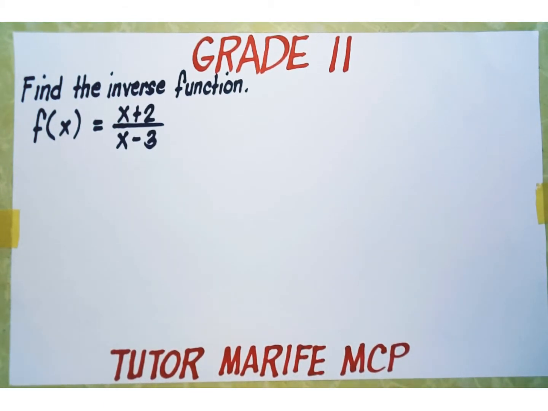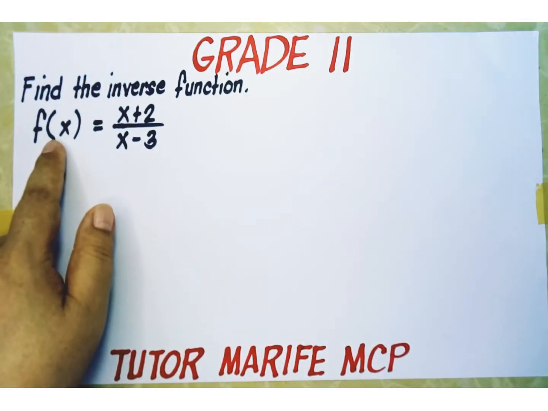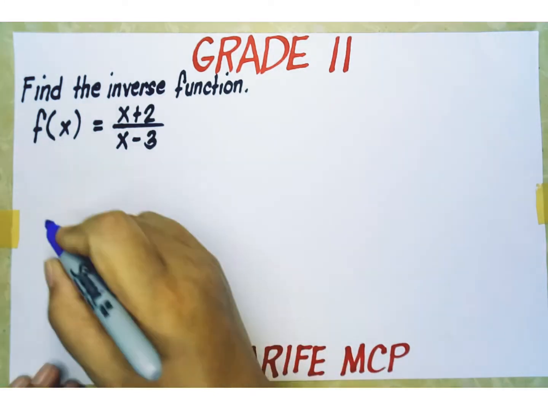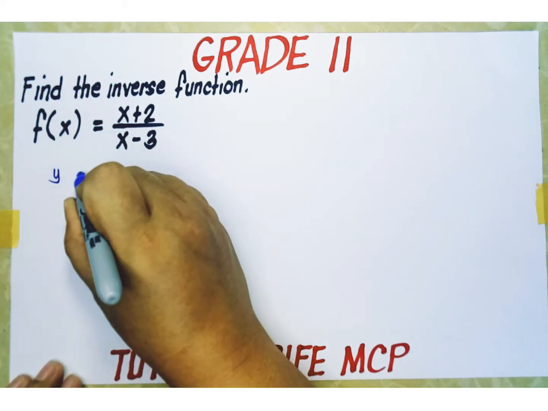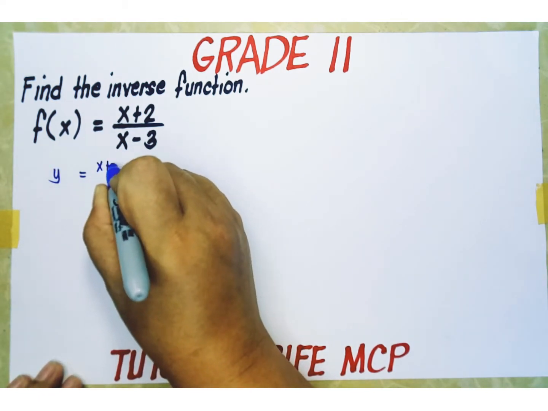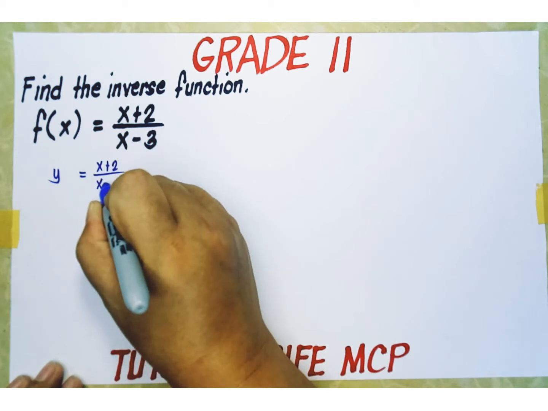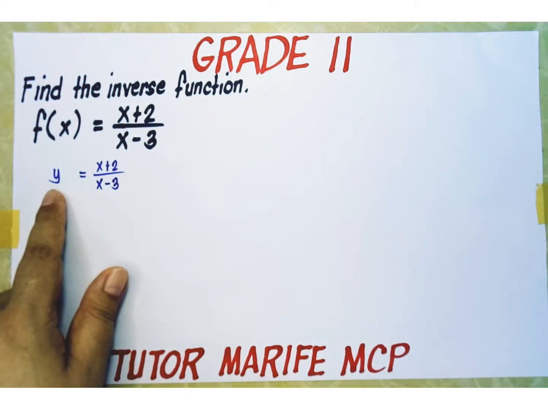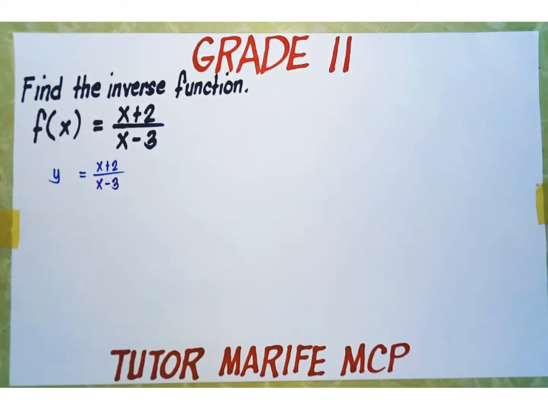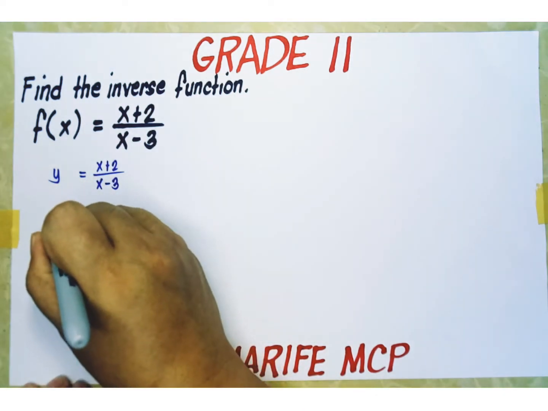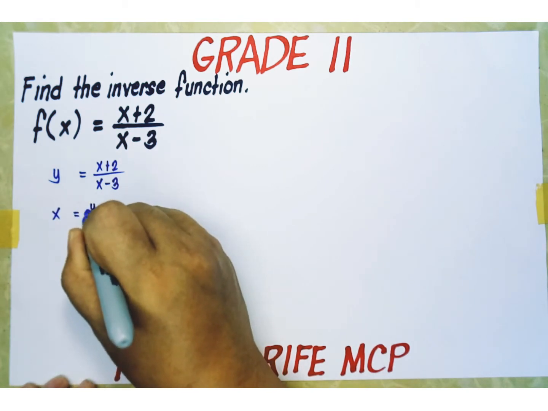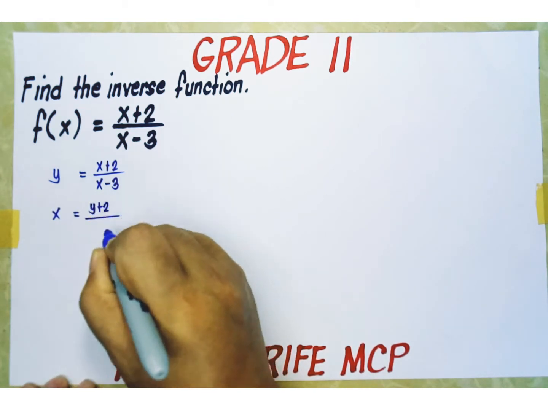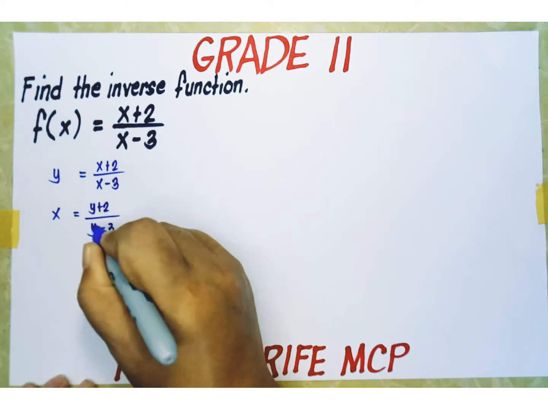Step 1 is to replace f of x with y. So we have y equals (x plus 2) over (x minus 3). Step 2 is to interchange x and y. Y becomes x, x becomes y. So x equals (y plus 2) over (y minus 3).